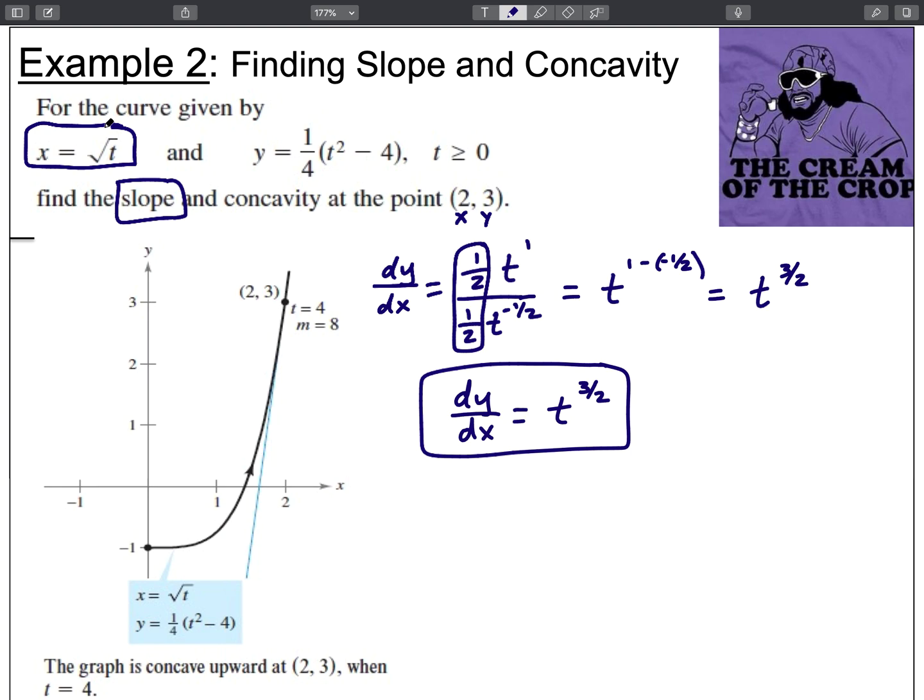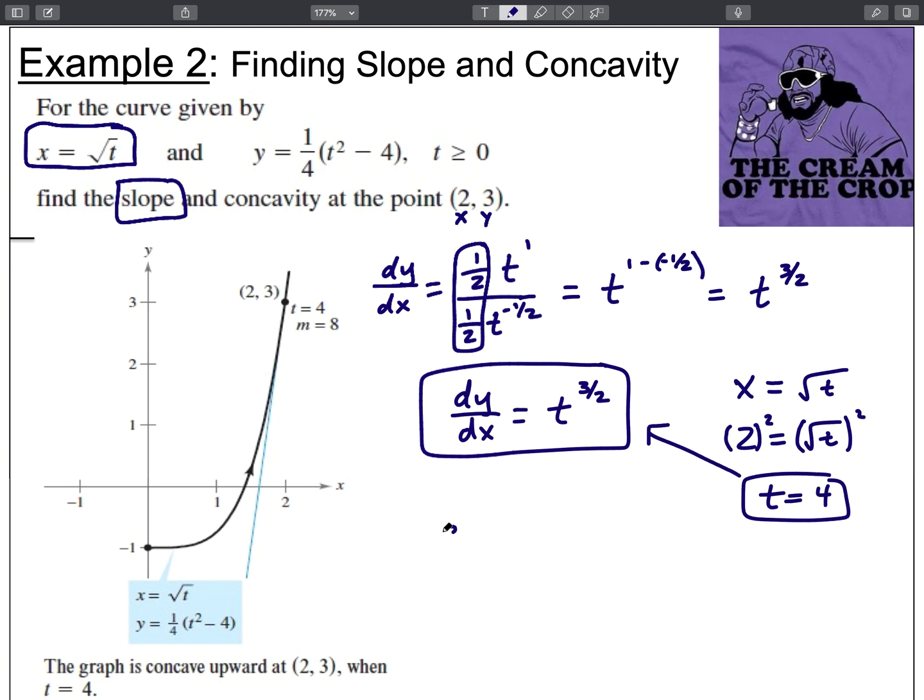So since I know x is equal to 2, I could plug it into the equation x equals the square root of t. So if I plug that in, 2 is equal to the square root of t. Hopefully you agree, you could square both sides and you'd be left with t is equal to 4. If I know t is equal to 4, I can now take this and dump it in and try to find out what the numerical value of my slope would be. So I would get 4 to the 3/2 power. Well, what is 4 to the 3/2?